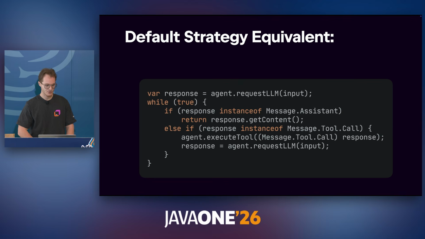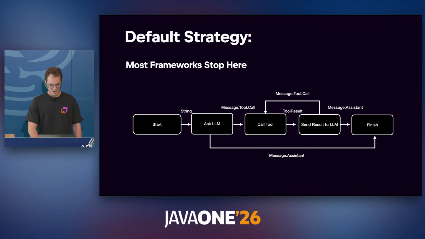So by the way, if you want to code this default strategy, this is how it works. This is the code in Koog, and this is something you can develop by yourself. It's basically just a simple while-true loop. You're asking the model until it decides to send an assistant message instead of tool calls. Otherwise, you are still calling the tools. So this is, again, how it looks.